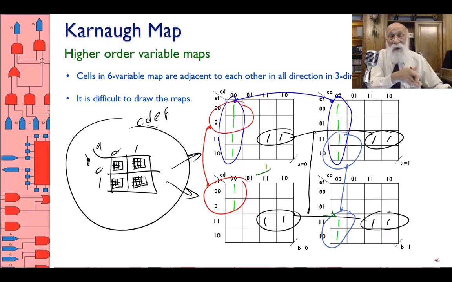And beyond 6, forget it. Beyond 6, we say, well, let's talk about more complex structures instead of gates. Let's go up to components that are already made, and then I use those components. We get to that later. And if you have functions that you want to implement with 7, 8, 10 variables, then you have to use computer programs for minimization of those.